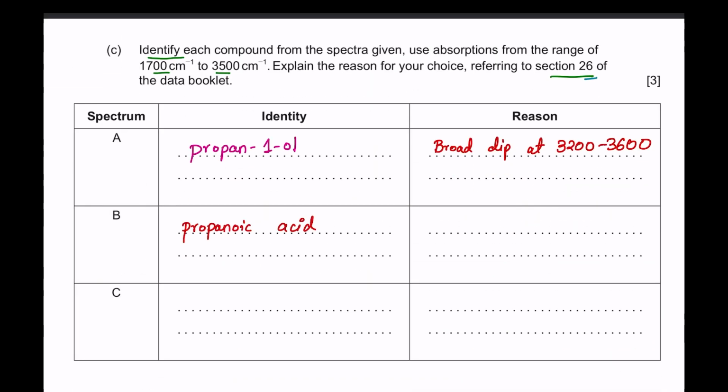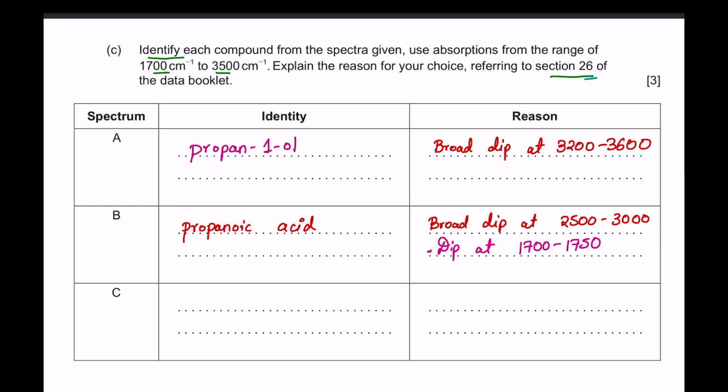What would be the reasoning? Again, broad dip at 2500 to 3000. This confirms the OH of the carboxylic acid. And another dip at 1700 to 1750 confirms the C double bond O of the aldehyde group. Not exactly the aldehyde group, I mean the C double bond O of the carboxylic acid group.